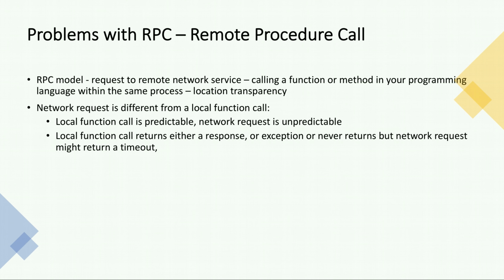A local function call either returns a result, or it never returns because it goes into an infinite loop. But a network request has another possible outcome. It may return without a result due to a timeout. In that case, we simply don't know what happened.